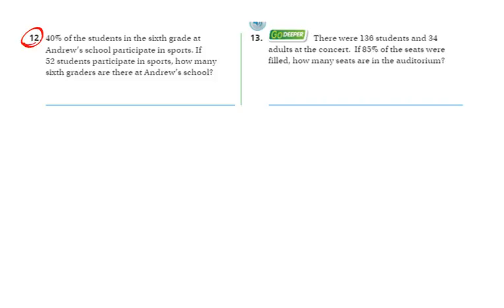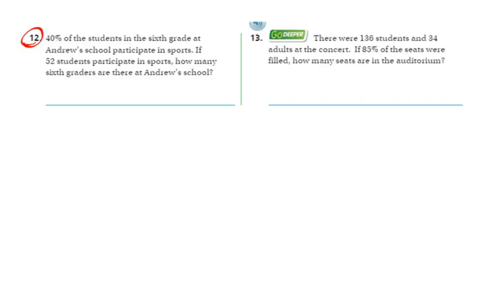So let's be ready to work. First time we attack the word problem, we're just going to read for understanding and visualization. We're going to try to see if we can picture what is actually taking place within the problem. So please follow along. 40% of the students in 6th grade at Andrews School participate in sports. If 52 students participate in sports, how many 6th graders are there at Andrews School?